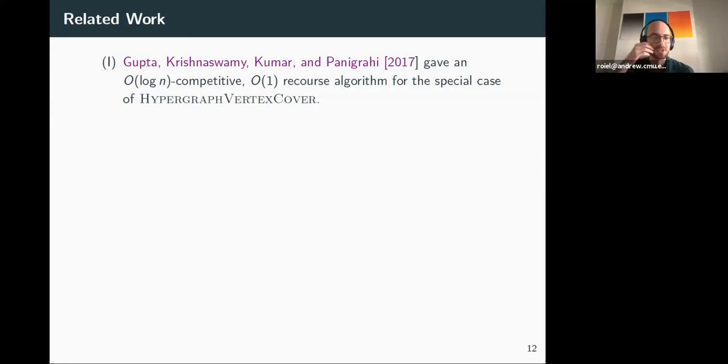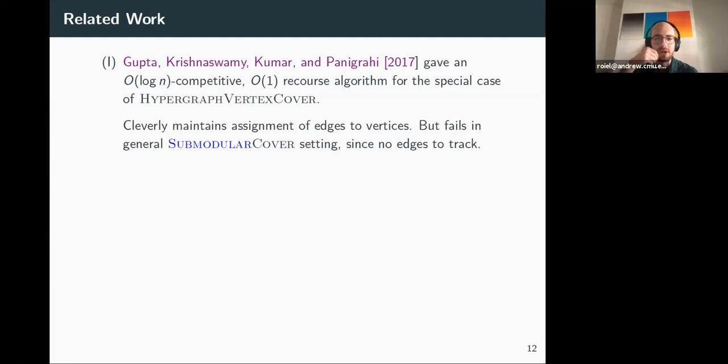Okay, so let's just relate this work to previous work. Anupam with some co-authors gave the first log n competitive and order 1 recourse algorithm for the special case of hypergraph vertex cover in 2017. And you might wonder, could you just adapt their techniques for this more general problem? And really you can't. Their paper cleverly maintains an assignment of the edges, these ellipses, to the 2 vertices that are covering them.